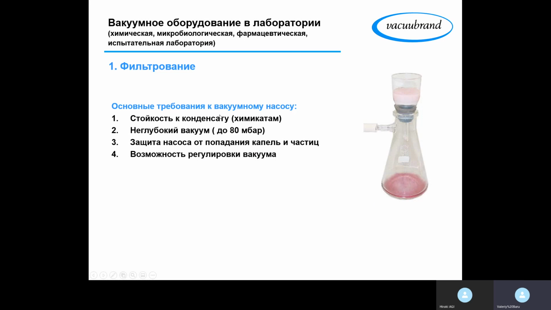In the case of filtration, we do not need a very high vacuum, because the main idea of filtration is to create a maximum pressure drop. So for filtration, 80 millibar is more than enough. Because in terms of filtration under vacuum, we already will have a pressure drop of almost 1 bar, 920 millibars to be precise. And there is no need to create a higher vacuum, like 20 millibars or 5 or 1 millibar, because it won't give us too much additional force in terms of the pressure.